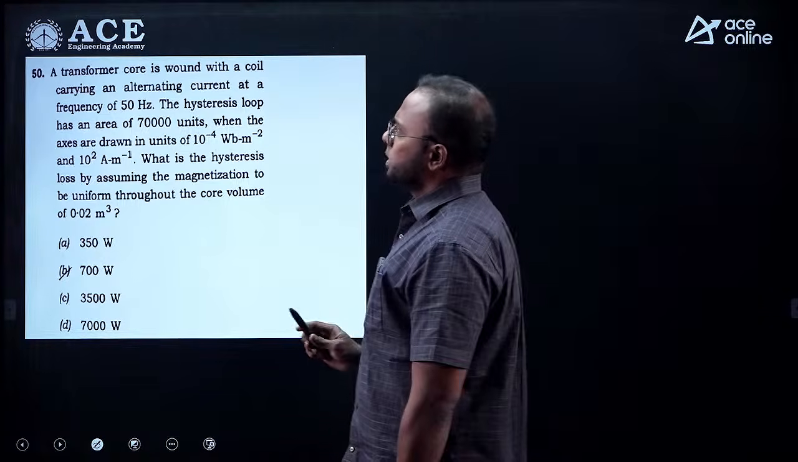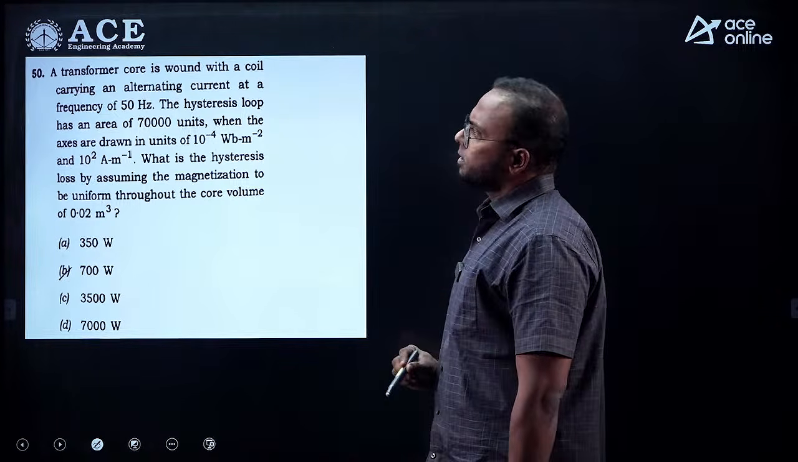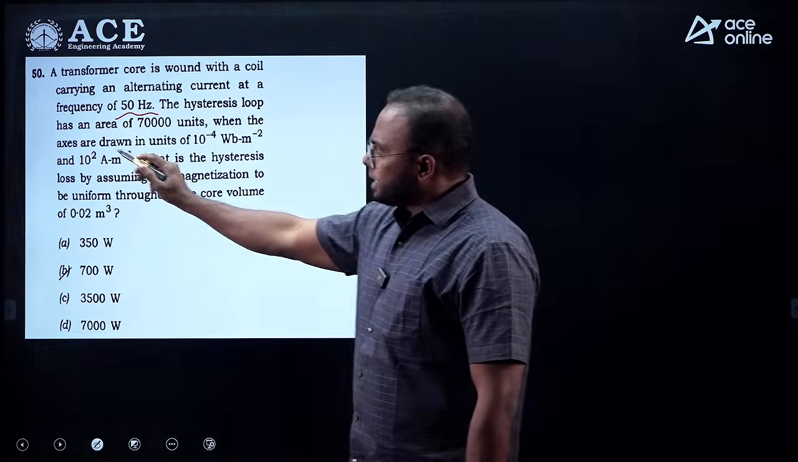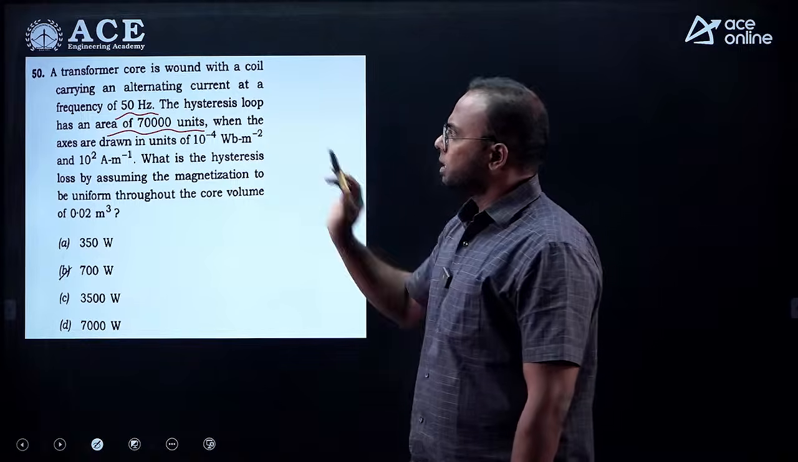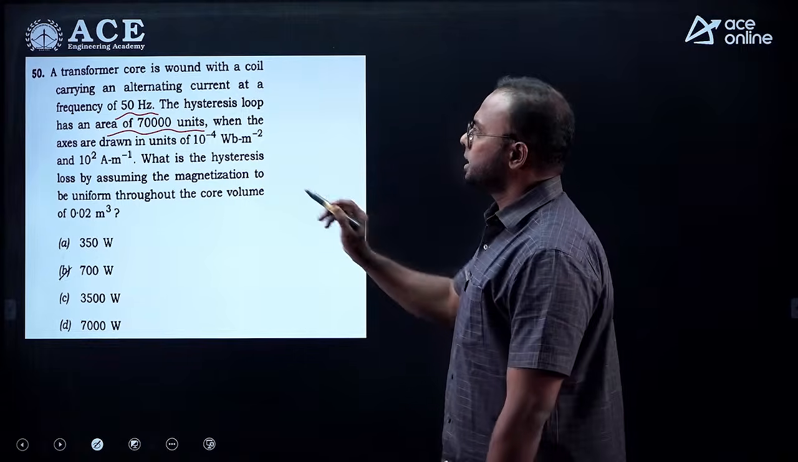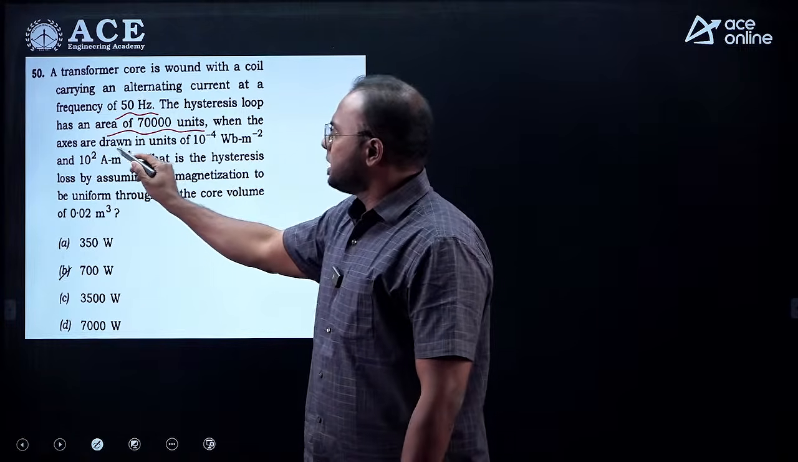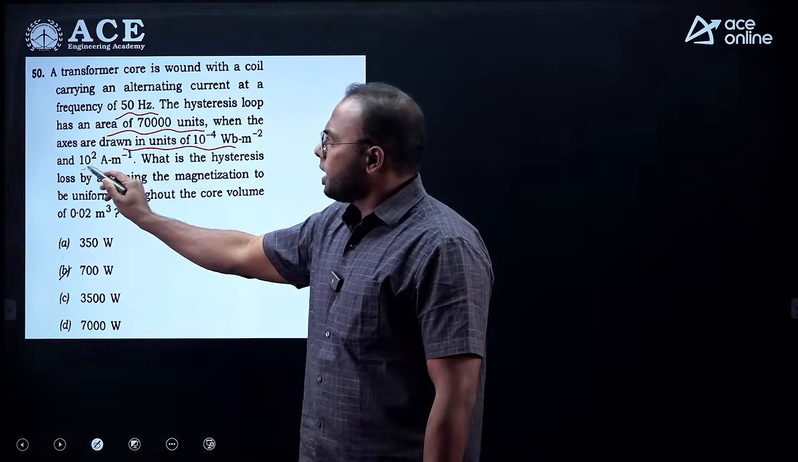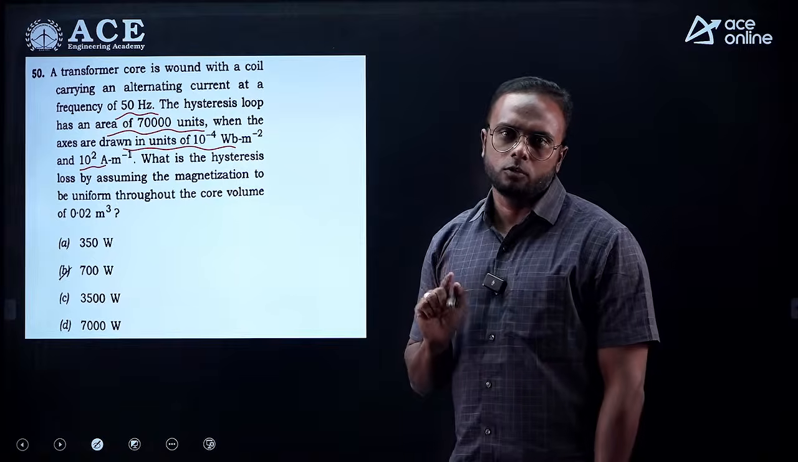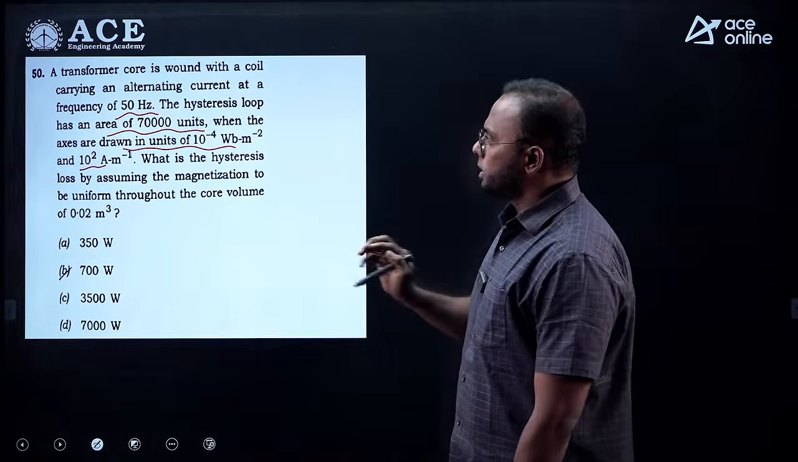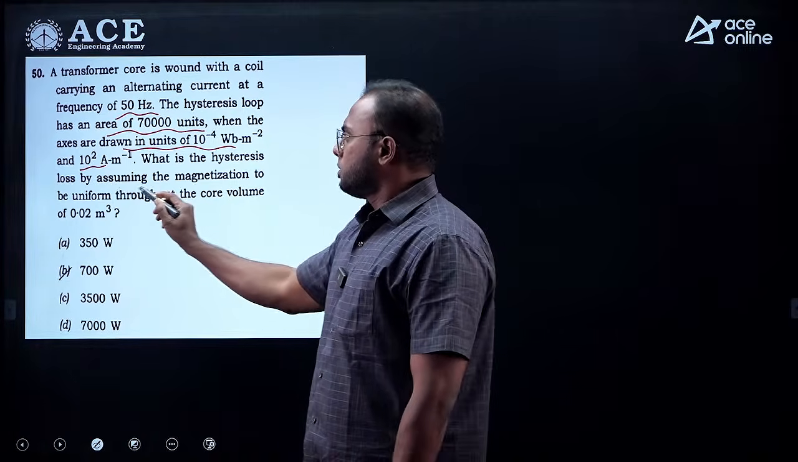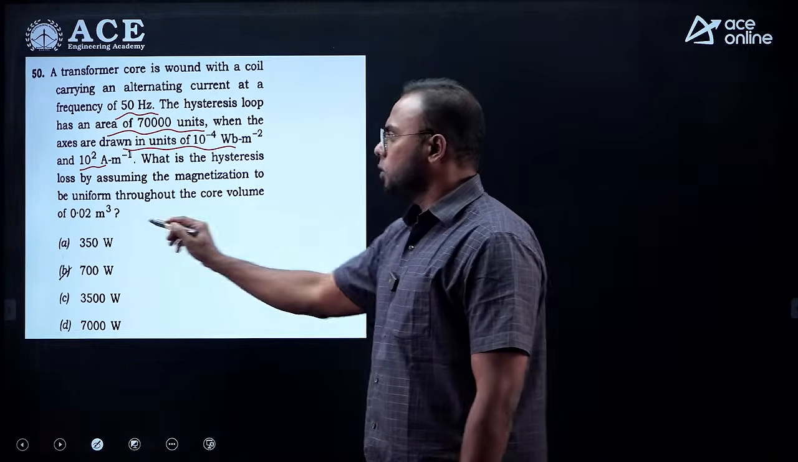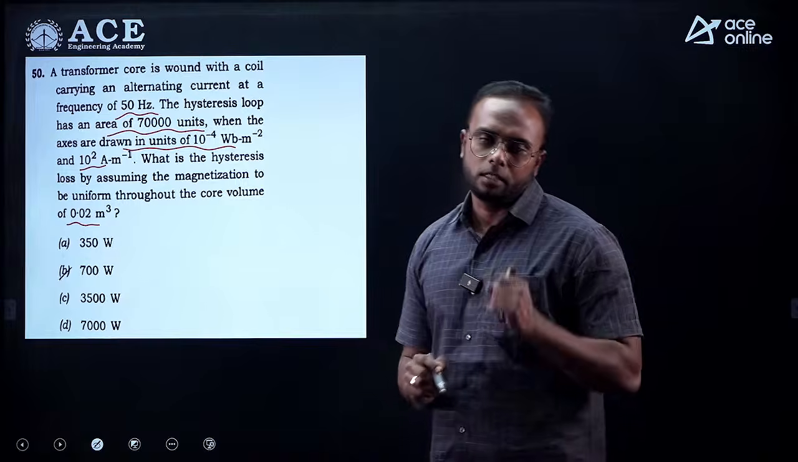A transformer core is wound with a coil carrying an alternating current at a frequency of 50 Hz. The hysteresis loop area is 70,000 units, when the axes are drawn in units of 10 power minus 4 Weber per meter square and 10 square ampere per meter. Okay, B and H units given. What is the hysteresis loss, by assuming magnetization to be uniform throughout the core, volume of 0.02 meter cube?